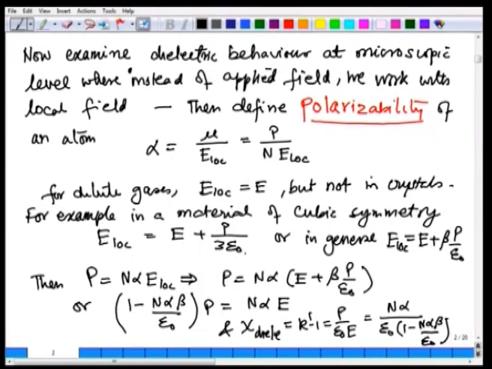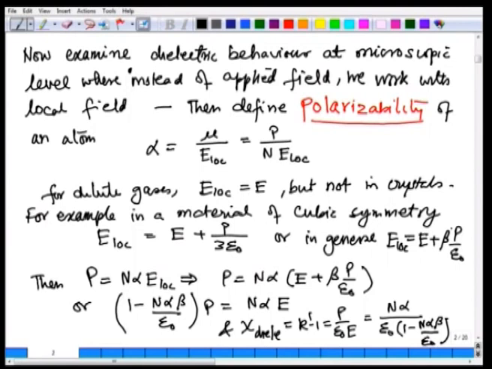Often students do this in a physics class when they are first introduced to the effect of electric field on materials. In general, however, since we are not necessarily going to be dealing with materials of cubic symmetry, we will say that in general the form of the local field is something like E plus a factor beta times P by epsilon naught. I am drawing from the fact that for cubic symmetry beta was 1 by 3, and in other symmetries this could change to a more complex expression, but some number will show up here, and we can write that number as beta in general.